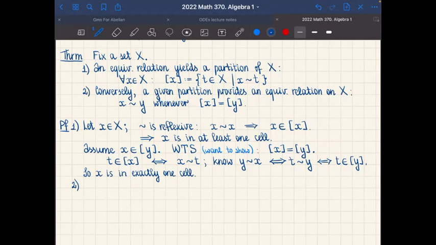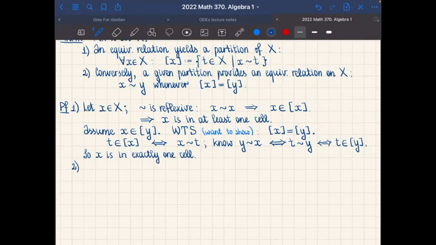Now let us show the converse. Assume I have a partition, and I want to show that it defines an equivalence relation. So I want to check the three axioms of an equivalence relation. So first, it is reflexive. We know that the cell containing x is equal to itself. Therefore, x is related to itself. So reflexivity holds.